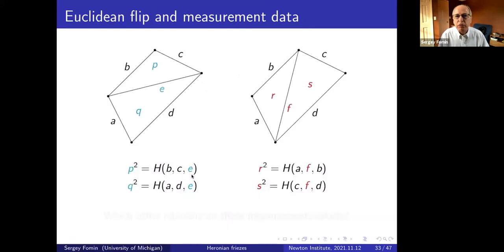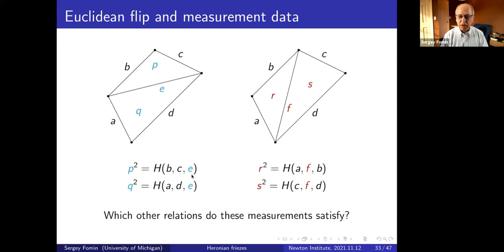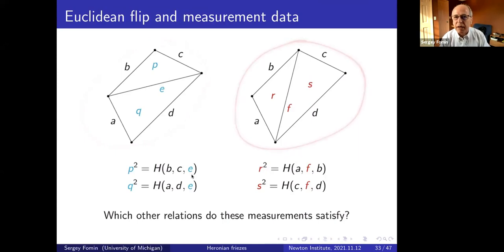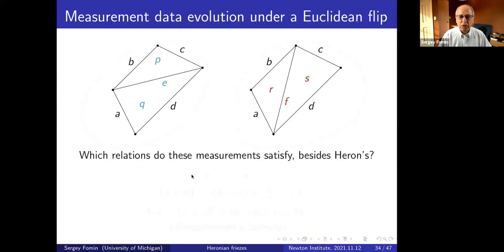So let's now think about the flip. So what happens here? Before the flip on the left, after the flip on the right, Heron's formulas should be satisfied. Are there any other relations? There must be other relations, right? Because once we know these guys, we know the picture on the left. So this should uniquely determine the stuff on the right. And so, how do we find the stuff on the right? That's the question.